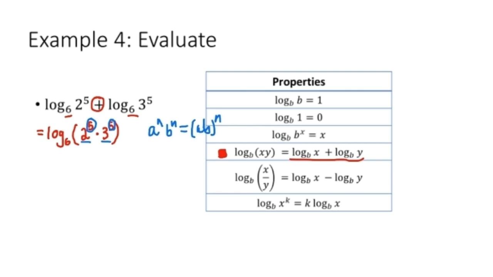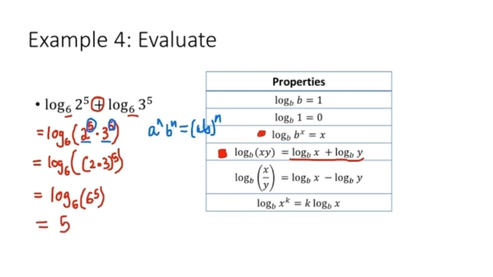So applying that property, 2 to the 5th times 3 to the 5th is equal to 2 times 3 to the 5th, and 2 times 3 is 6. So now I'm trying to evaluate log base 6 of 6 to the 5th. I can use the third property, and we get 5. So log base 6 of 2 to the 5th plus log base 6 of 3 to the 5th equals 5.